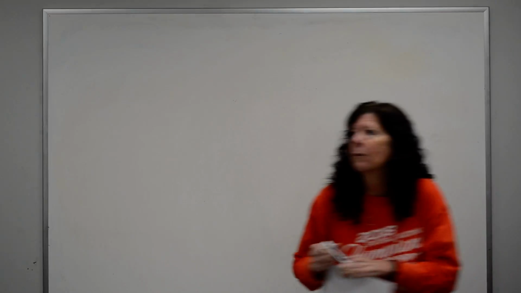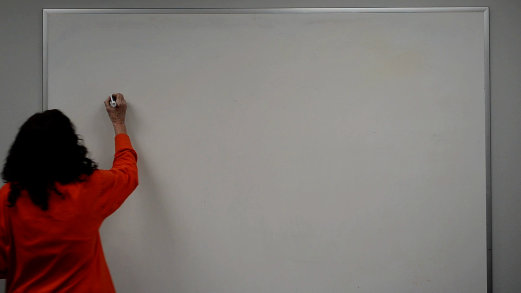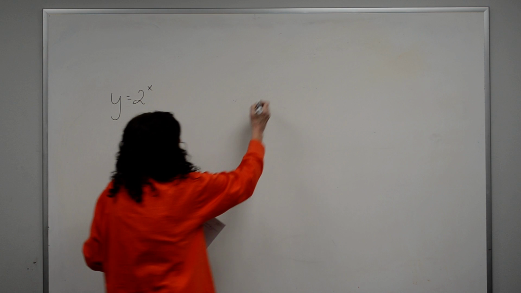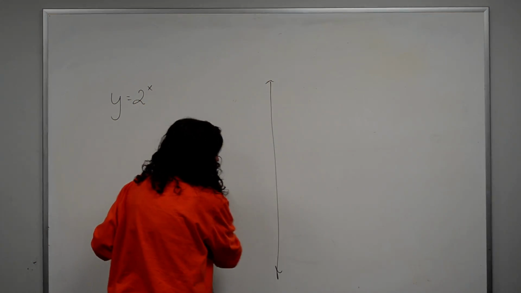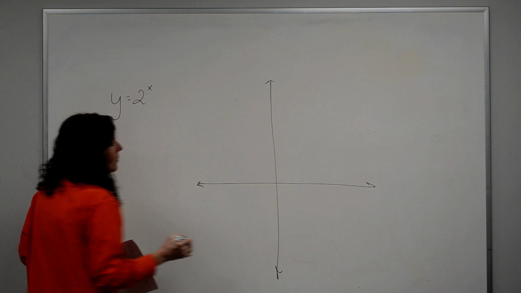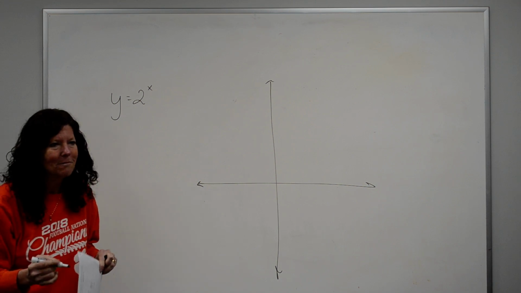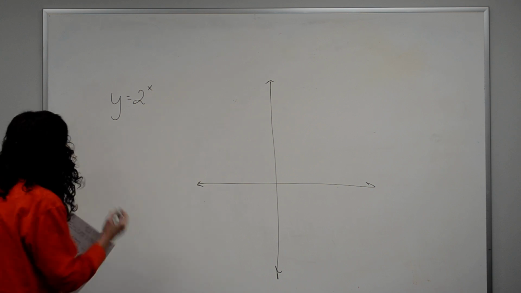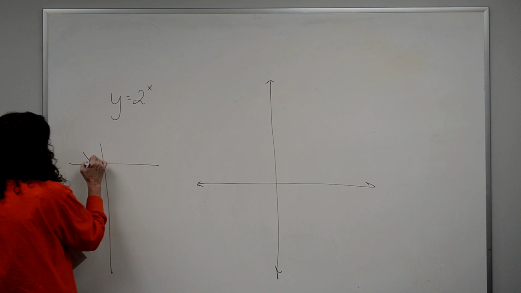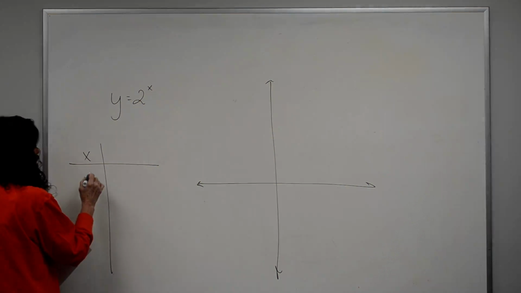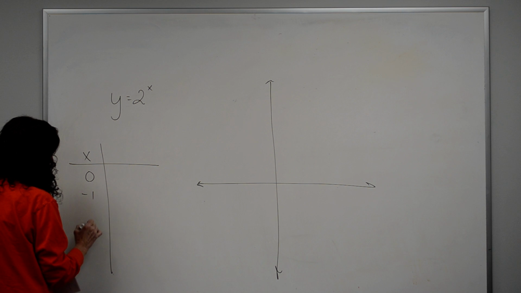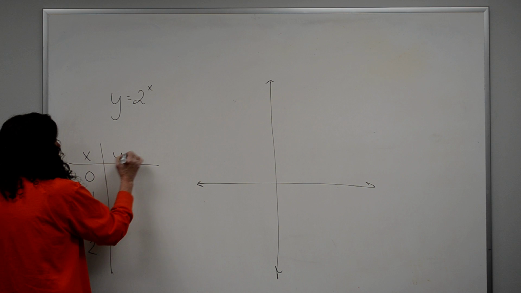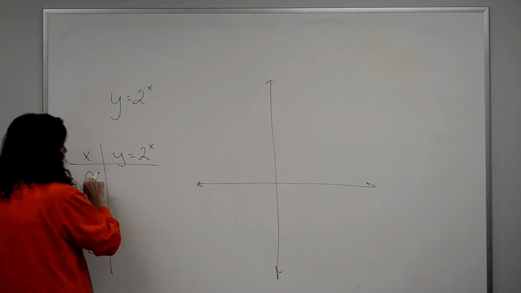Okay, so I said graph 2 to the x power. I would just pick values for my x. Now at this point, graphing is not a big part of this chapter. That was just to let you see how variables in the exponents somewhat graph. So I'm just going to pick some values for the x: 0, -1, +1, and 2. And to find my y value, I'm just going to plug in.